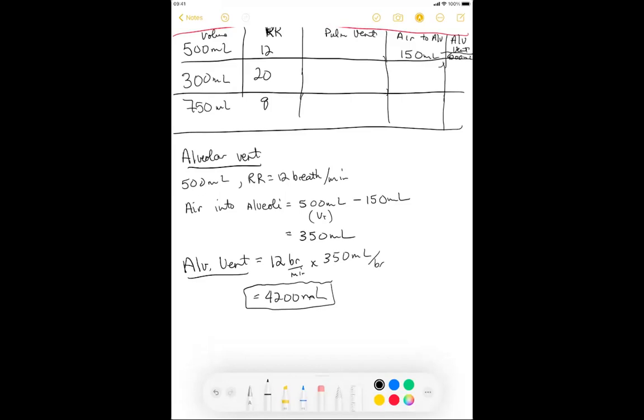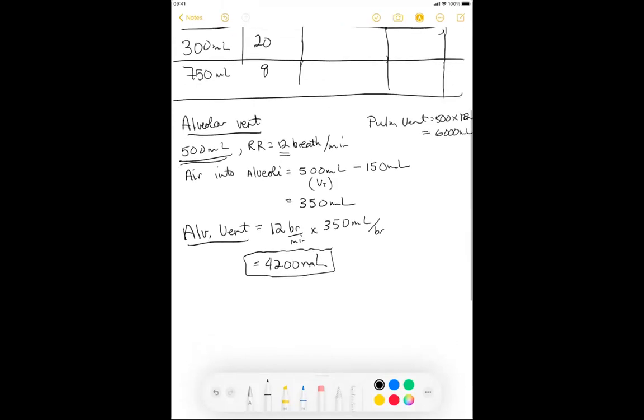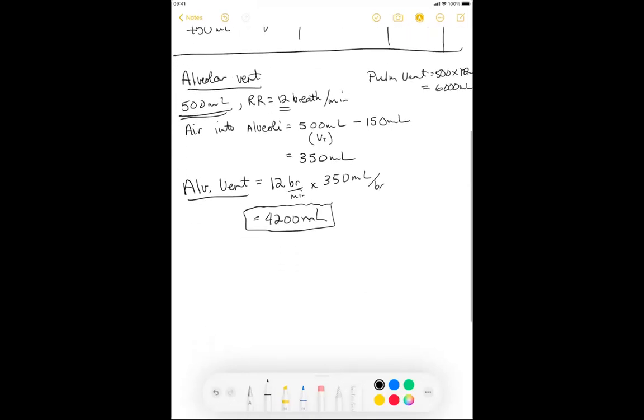Our total pulmonary ventilation, well, that one we take the tidal volume times our breaths per minute. So our pulmonary ventilation is just equal to 500 times 12, which is 6,000 mils. Okay, let's do the example of 300 mils with 20 breaths per minute.